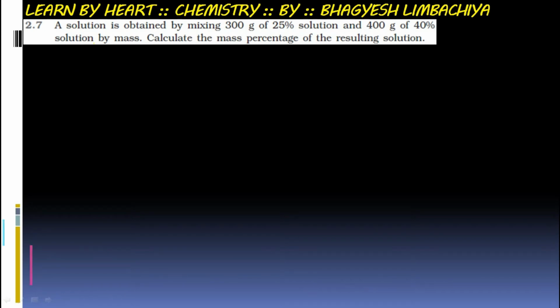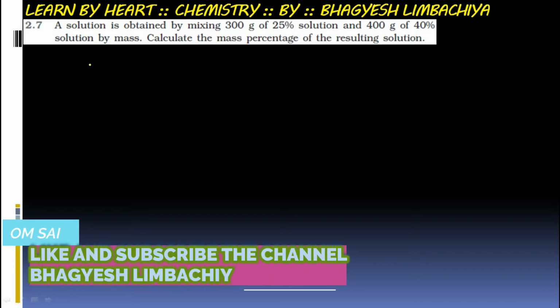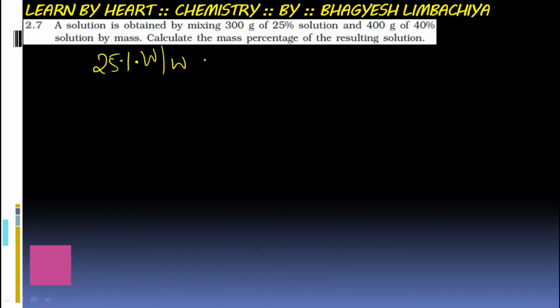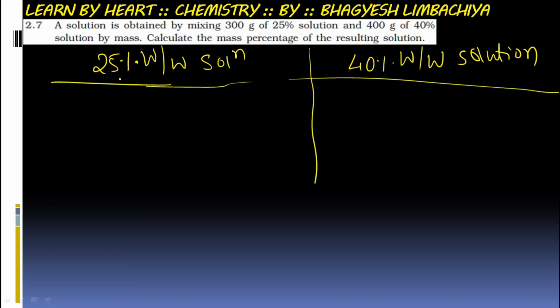In this question you are given that 300 gram of 25% W by W solution is mixed with 400 gram of 40% W by W mixture, and you are asked the mass percentage of the resulting solution. So for that, first of all, here we will write 25% W by W solution. At another side we will write 40% W by W solution. Now here we will write the meaning of the percentage W by W solution.